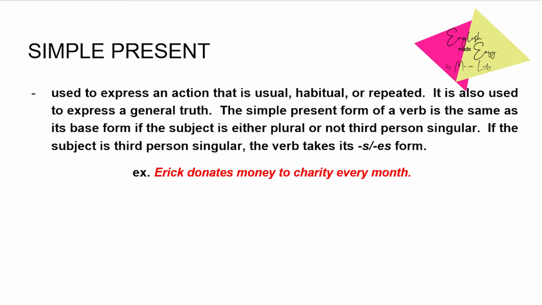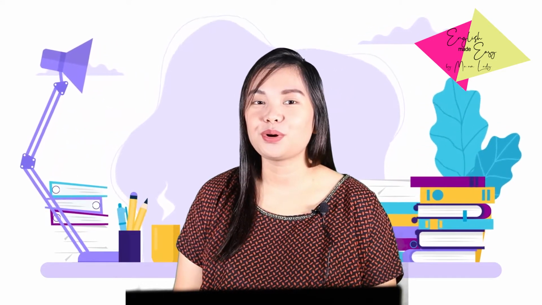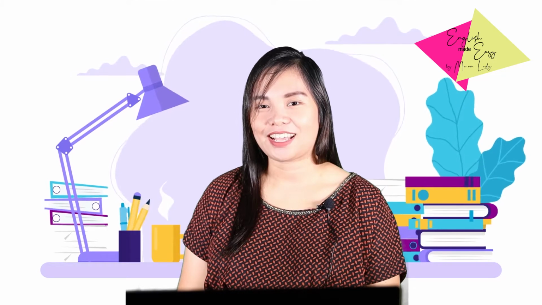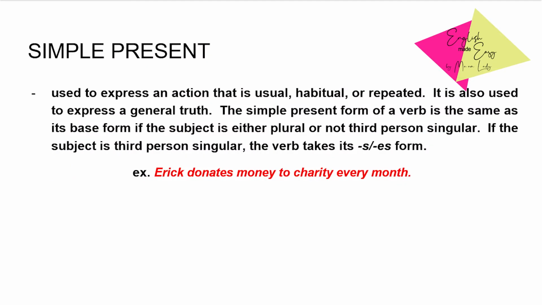So, number one is the simple present or the simple present tense. It's just the same with the past simple earlier, now we will talk about simple present. Simple present is used to express an action that is usual, habitual, or repeated. Meaning, paulit-ulit na lang, nangyayari na siya, nakasanayan mo na siya. And also, it is used to express a general truth. Ibig sabihin, katotohanan lang, walang opinion. It's purely facts. Okay? And the simple present form of the verb is the same as its base form if the subject is either plural or not third person singular.